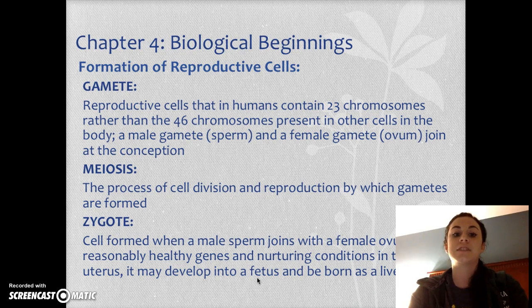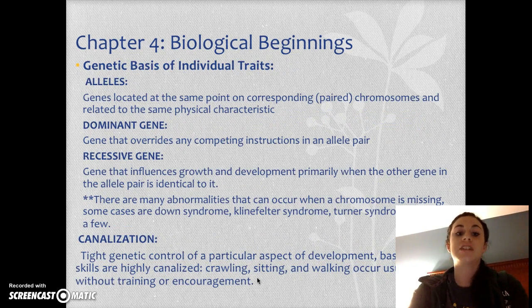A gamete is a reproductive cell that in each human contains 23 chromosomes rather than the 46 chromosomes present in other cells in the body. A male gamete, sperm, and a female gamete, ovum, join at conception, which gives it the 23. Meiosis is the process of cell division and reproduction by which gametes are formed. Zygote is a cell formed when a male sperm joins with a female ovum. With reasonably healthy genes and nurturing conditions in the uterus, it may develop into a fetus and obviously be born as a live infant. So it's creating life.